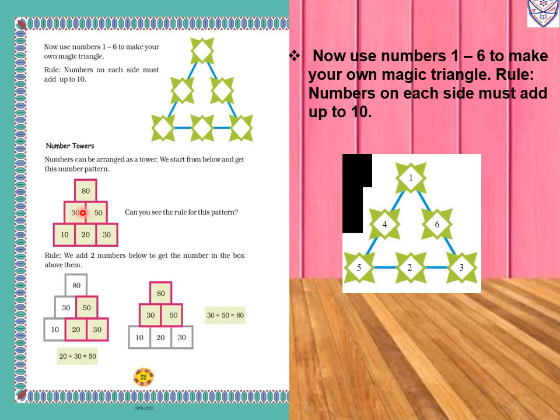Now we will add these both. 30 plus 50 we will get 80. This way the tower will be made. Now here, down, 20 plus 30 is 50, then 50 plus 30, that is 80. Your explanation is given.